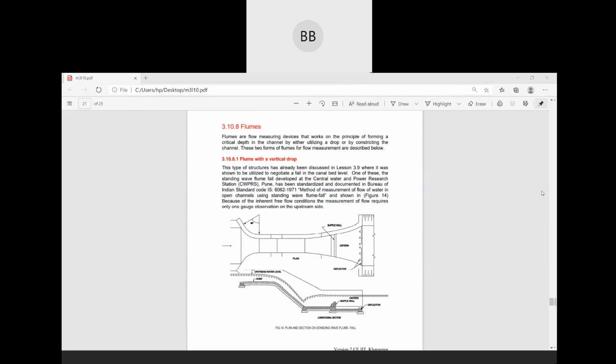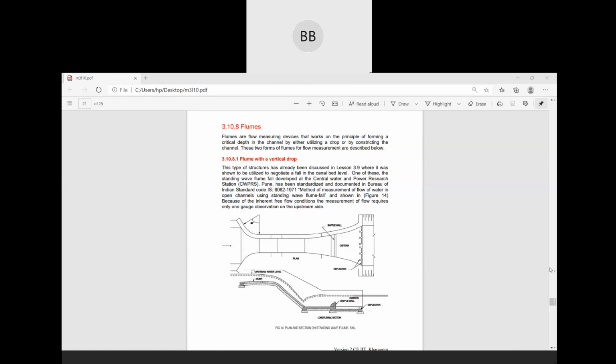The next topic is flume. Here you can see that the flume has a converging part, then a narrow part, and then again a diverging part. For the flume part, you can refer to Bansal, where you can find a clear diagram. This is a slightly advanced method which is not in the syllabus, but we can still discuss it here.